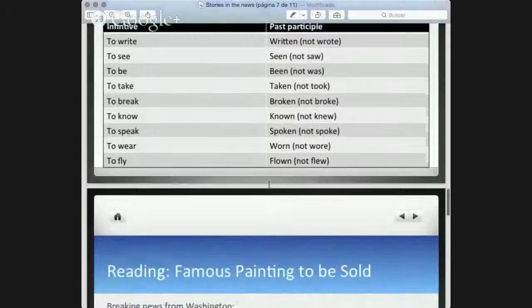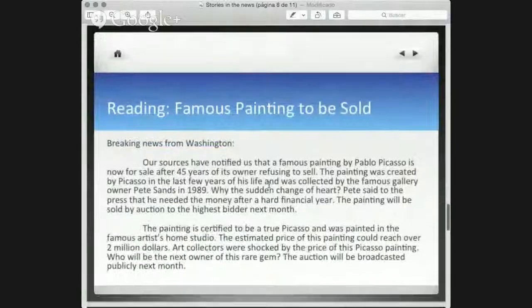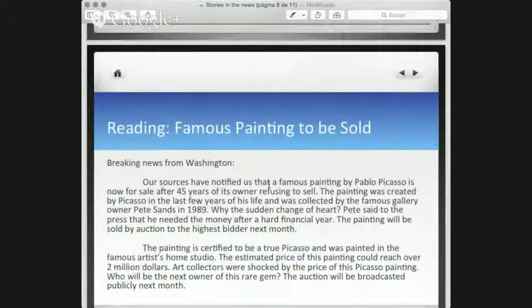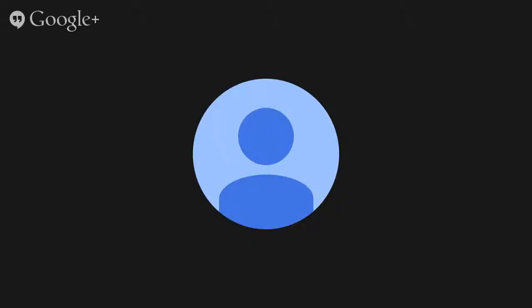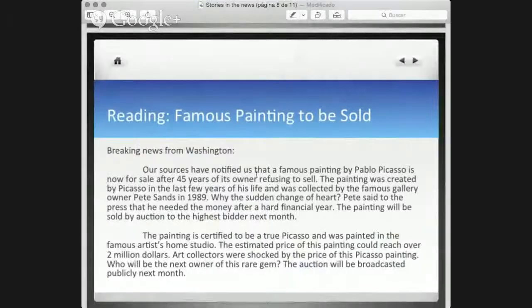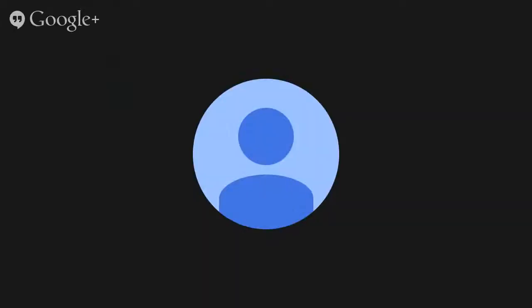Okay. So now let's do some reading. Could you read this for me? Okay, sure. Do I read the title? Yep, everything. Starting here. Famous painting to be sold. Breaking news from Washington.